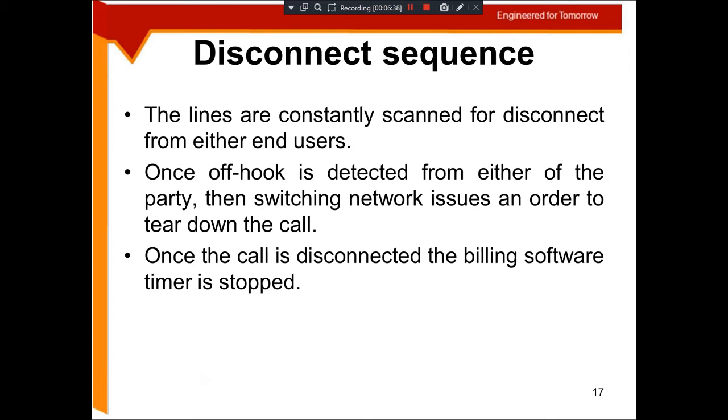Once the off-hook is detected from either of the parties, the switch network issues an order to terminate or turn down the call. That means disconnection of the call. Once the call is disconnected, the billing software timer is stopped.